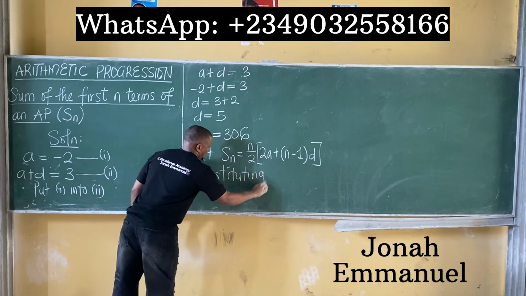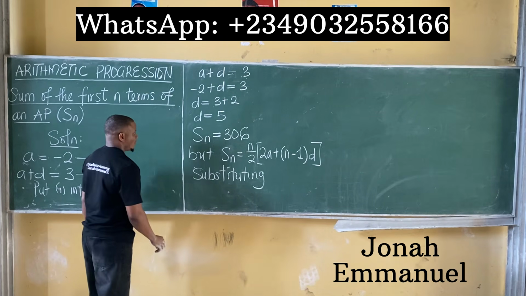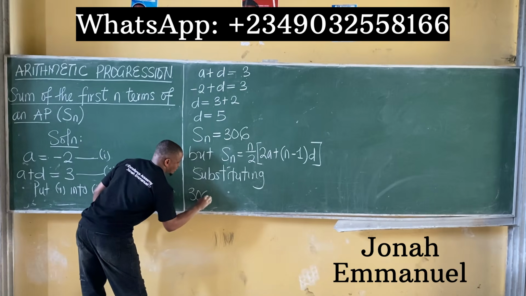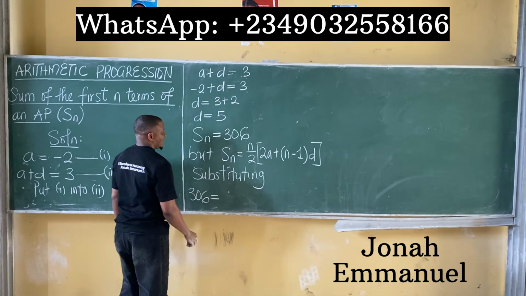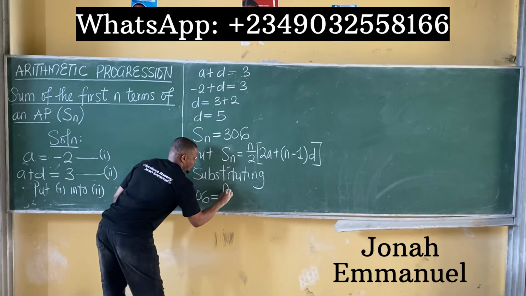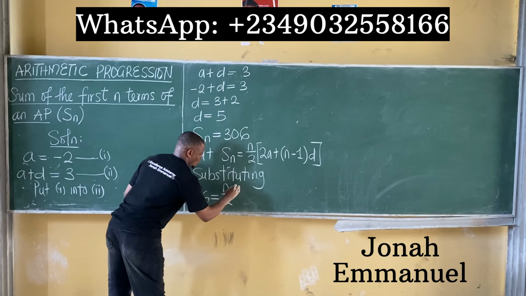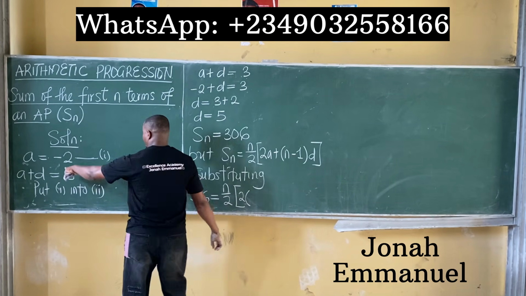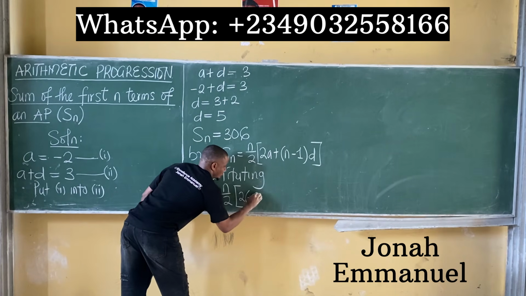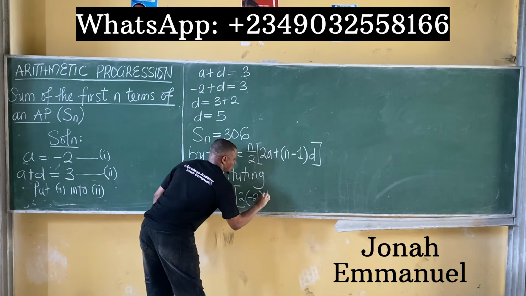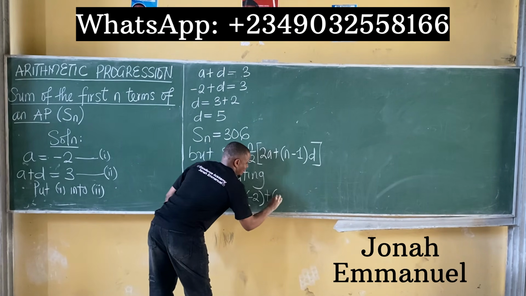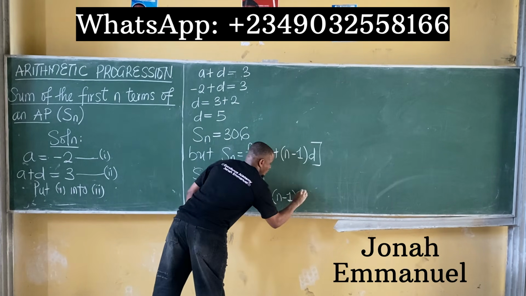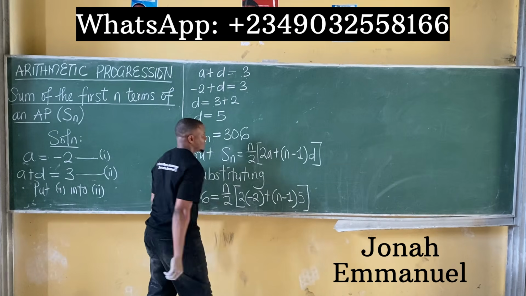Substituting. Let's impute values so we can get the value of n. You have that Sn, which is 306. 306 is equal to n over 2 into 2a, that's 2 times a. What's the value of a? A is minus 2 here. This into minus 2 plus n minus 1 into d. D is 5, so into 5, you have this.